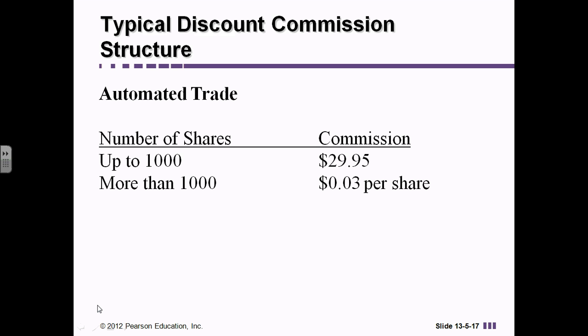And then there's another case where they'll just say, how many shares are you buying? And we're going to charge you a flat fee or a certain amount based on the share. So up to 1,000, you're going to pay a $29.95 flat fee, even if you're only buying 1 or 2. And then more than 1,000, you're going to pay 3 cents per share.